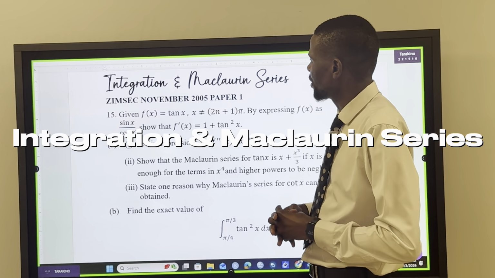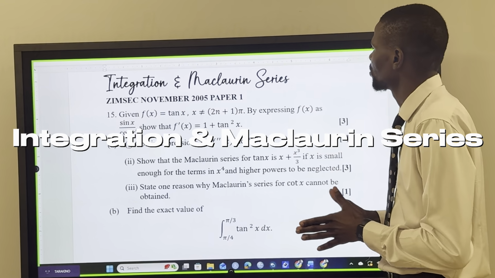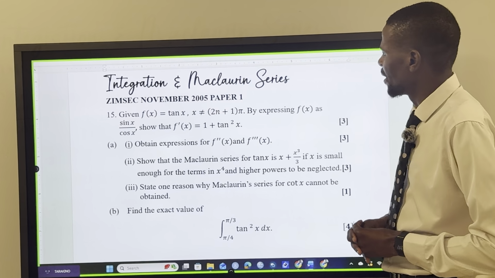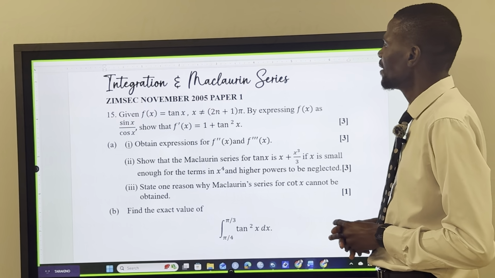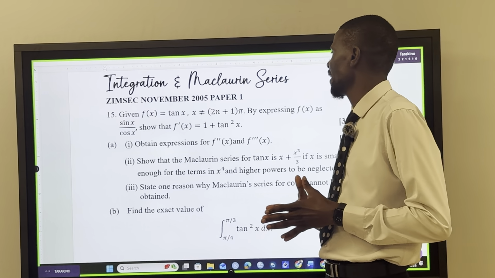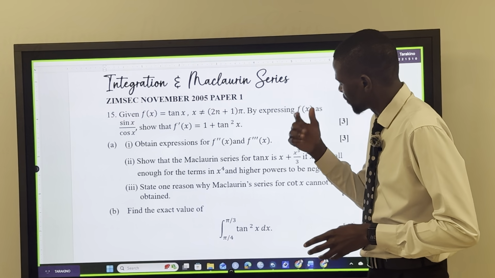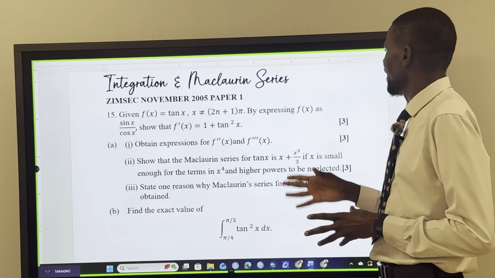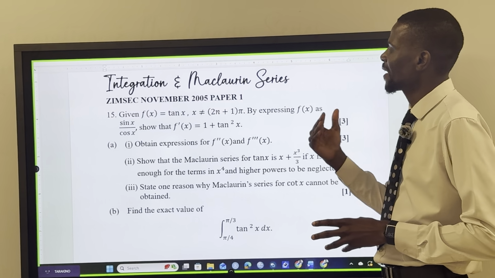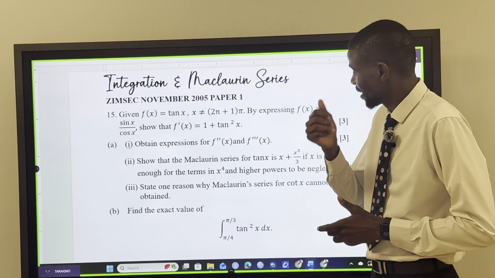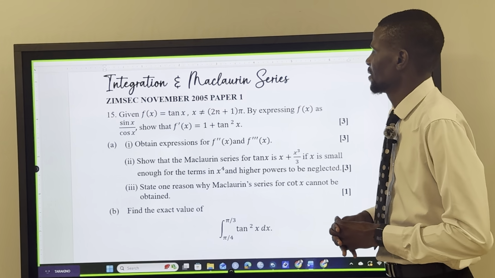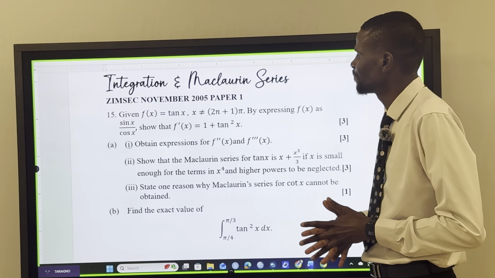Okay, this was a question from ZIMSEC November 2005, Paper 1, Number 15. It reads: given the function f of x equal to tan x, where x is not equal to odd multiples of pi over 2, by expressing f of x as sine x over cos x, show that the first derivative of f is equal to 1 plus tan squared x.